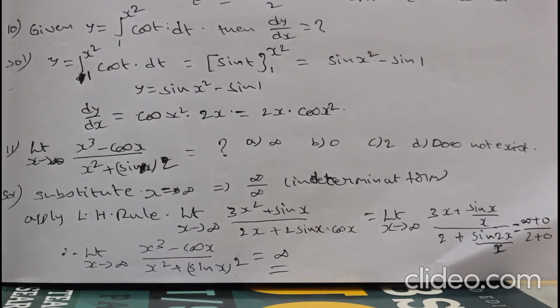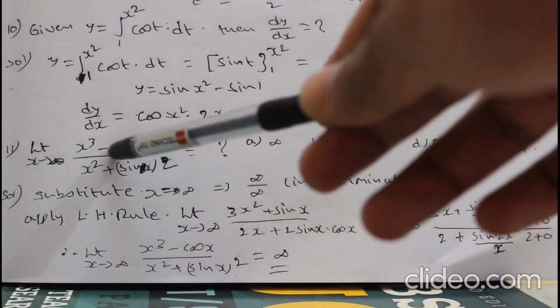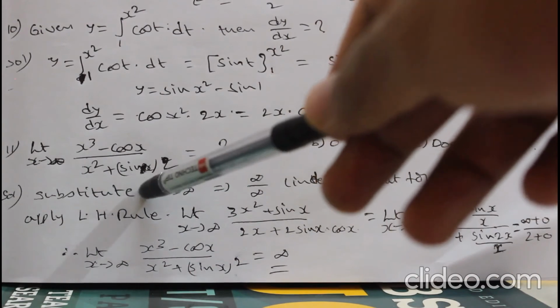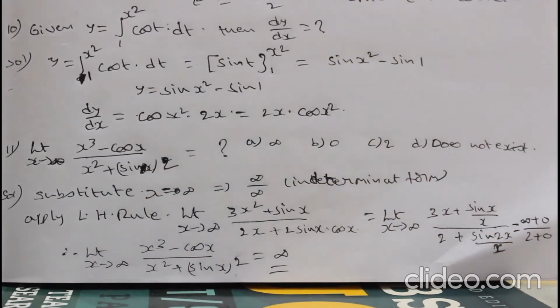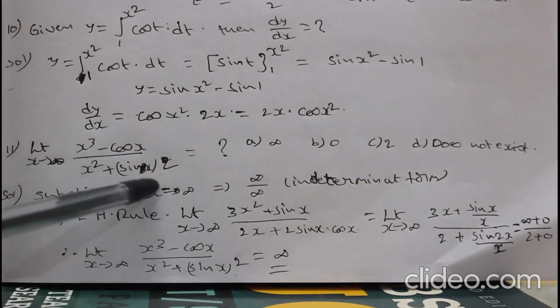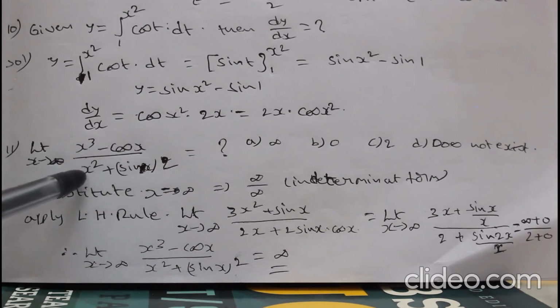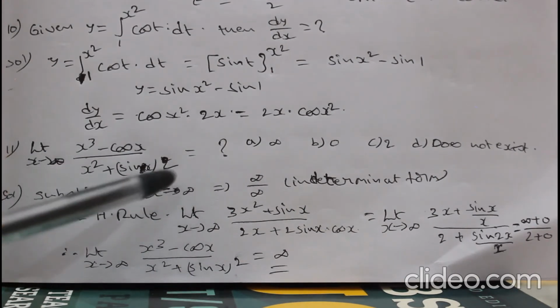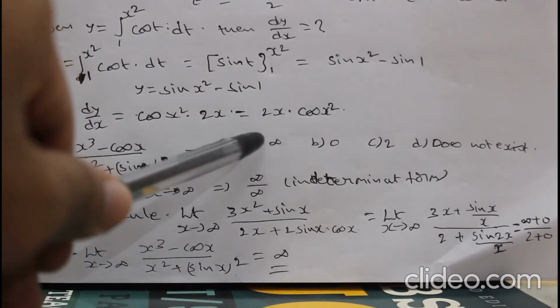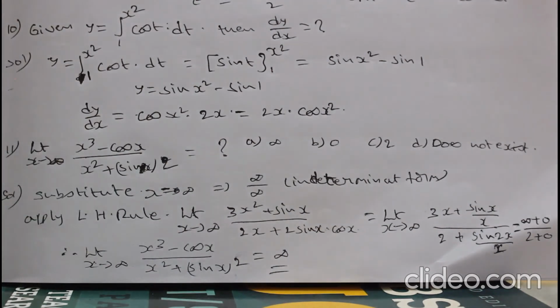Now look at question number 11. Limit x tends to infinity, x cube minus cos x by x square plus sin x whole square. Here it is sin x whole square. Okay, x cube minus cos x divided by x square plus sin x whole square, find the value. Here option A is infinity, B is 0, C is 2, D is does not exist. Look at the solution, what we are going to get.